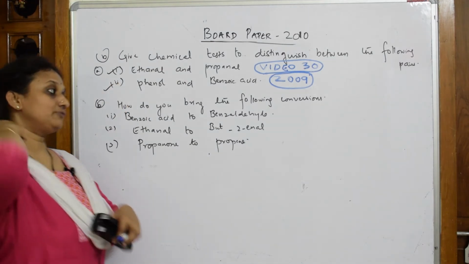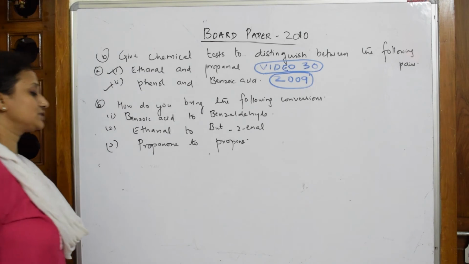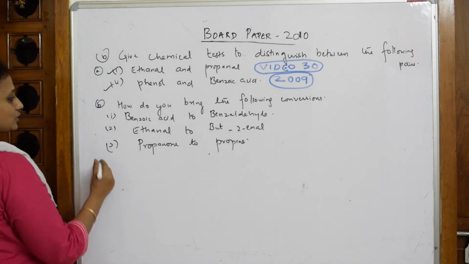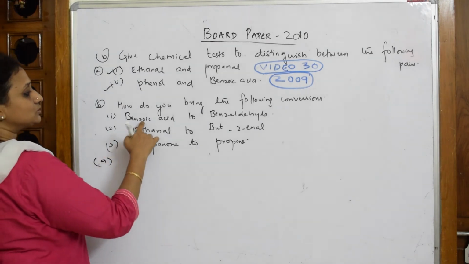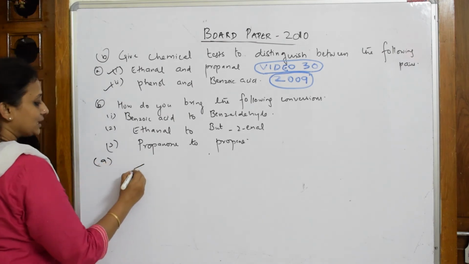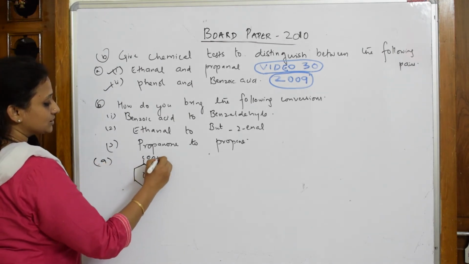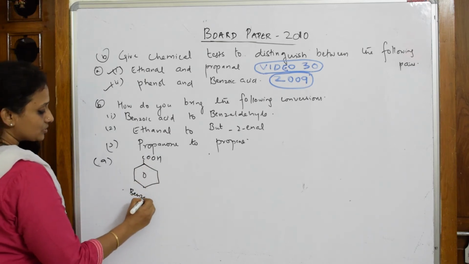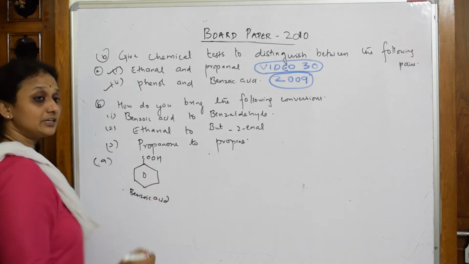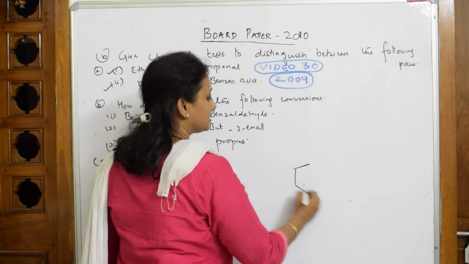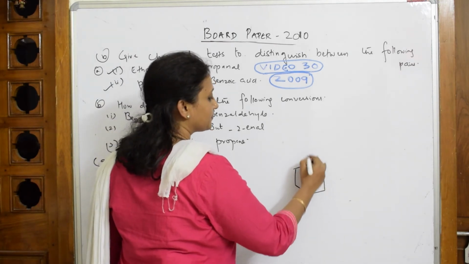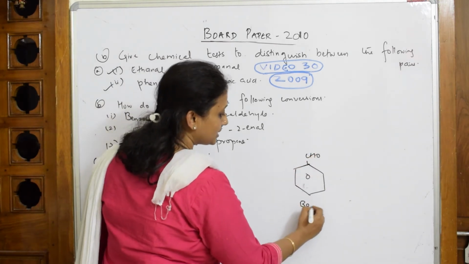How do you do the following conversion? Okay, again a conversion question. Let us solve this. First one, what did I do? I have to convert benzoic acid to benzaldehyde. Let me take benzoic acid, COOH. This is your benzoic acid. What should I convert it into? I have to convert it into benzaldehyde. Let us write benzaldehyde. This is your benzaldehyde. Done.